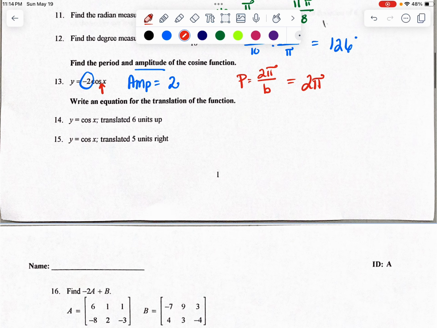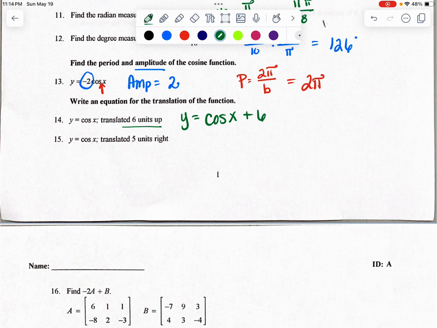So 14 and 15, these are translation ones. These are super easy. We've done translations literally since last year. And you'll get to do them again next year. I know you're so excited. But they're super easy, right? We know if it goes up or down, that number is being added to or subtracted from the function and not the x value. So since I'm moving up, it would be cosine of x plus 6.